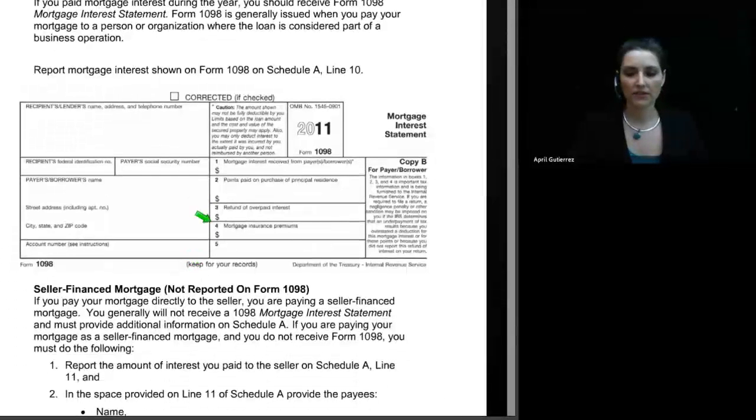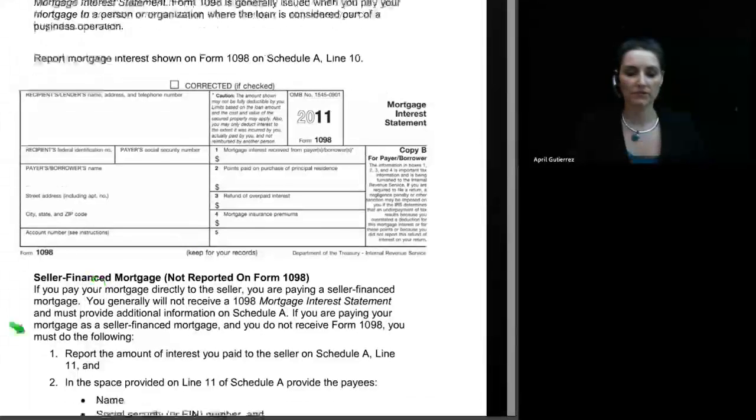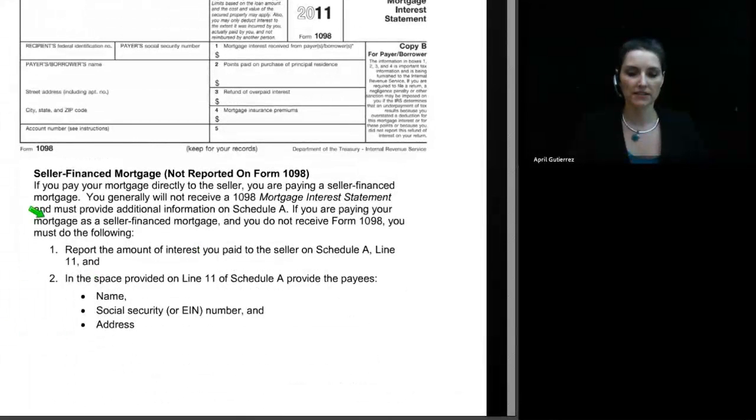Refund of overpaid interest is showing in Box 3. Mortgage insurance premiums are showing in Box 4. And then in Box 5, sometimes I see seller's share of real estate taxes typed in a number. But Box 5 is essentially a box that is optional for the issuing company to fill in. And sometimes they have a number in there and sometimes they don't. You just have to read it and see what it says.